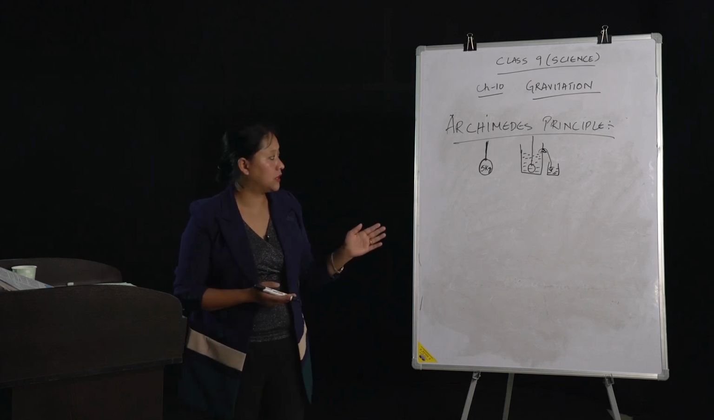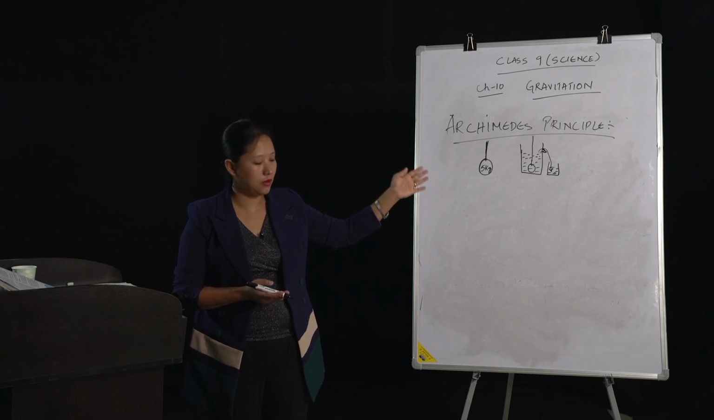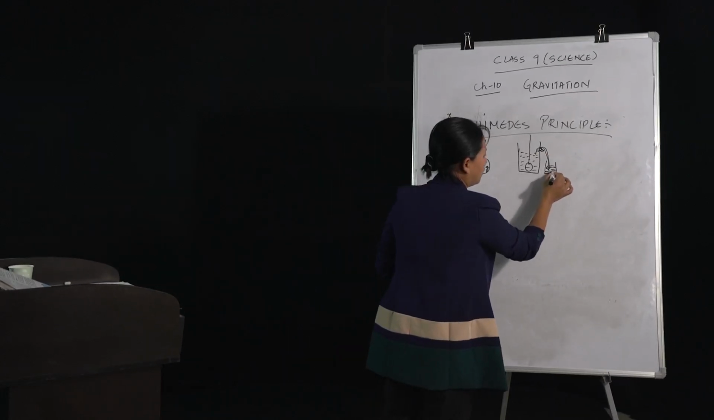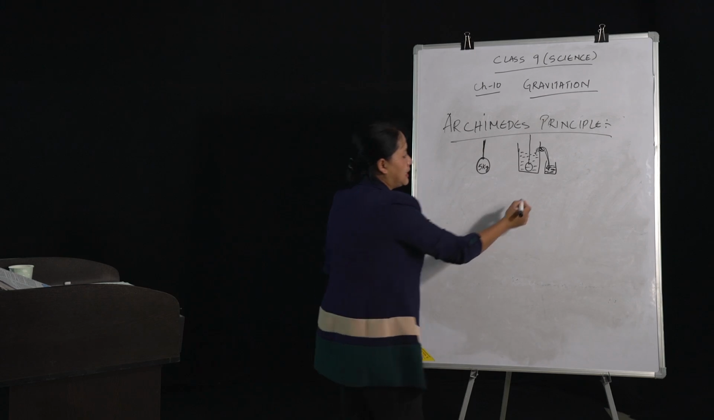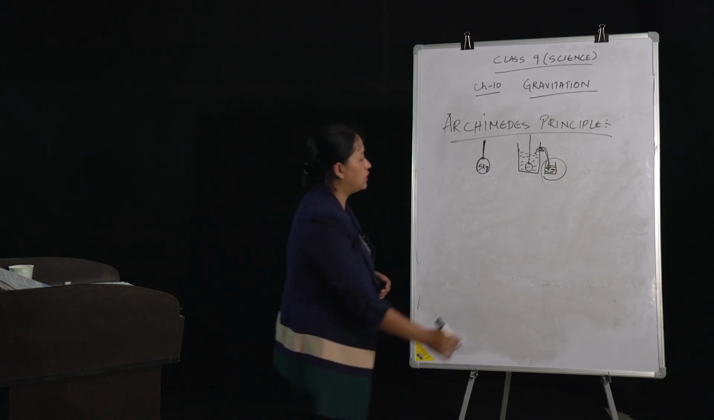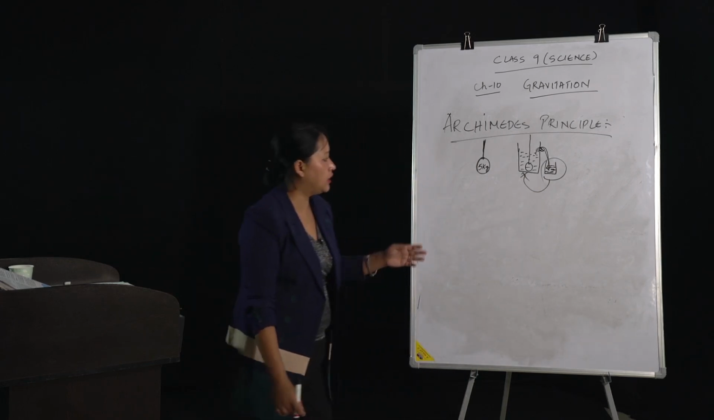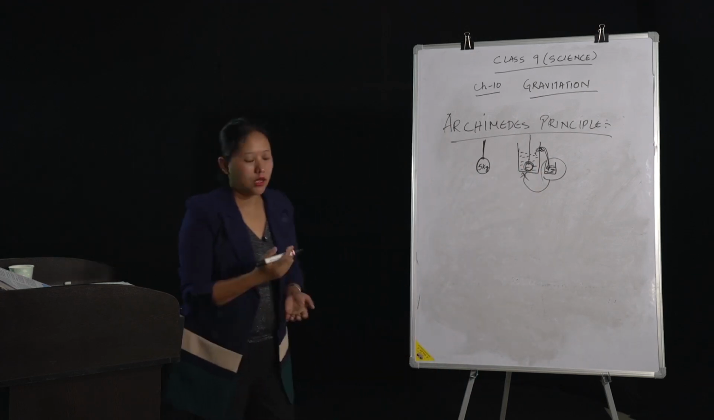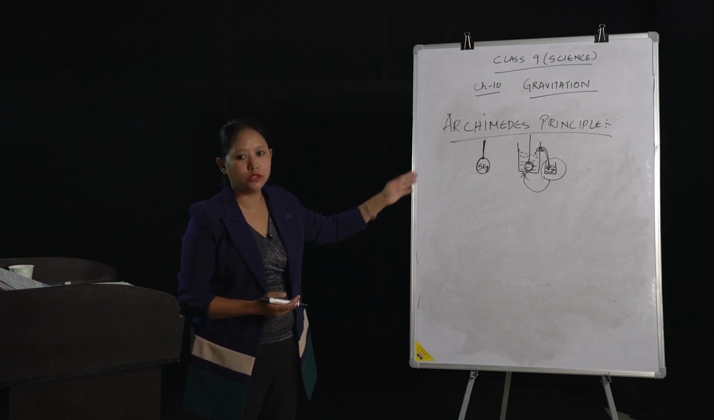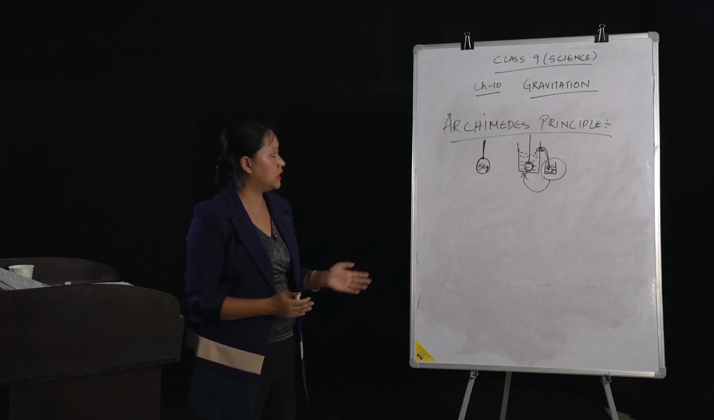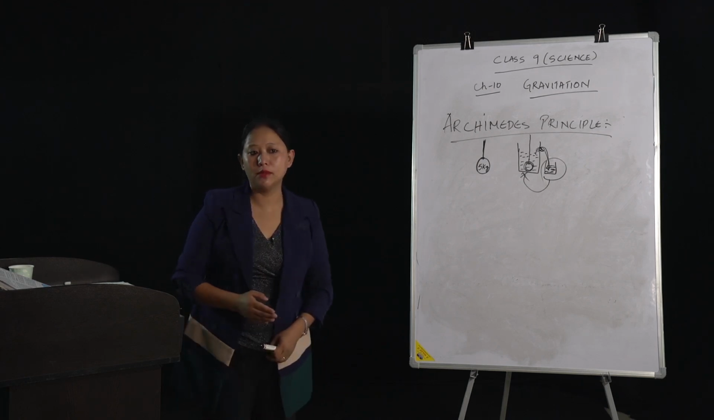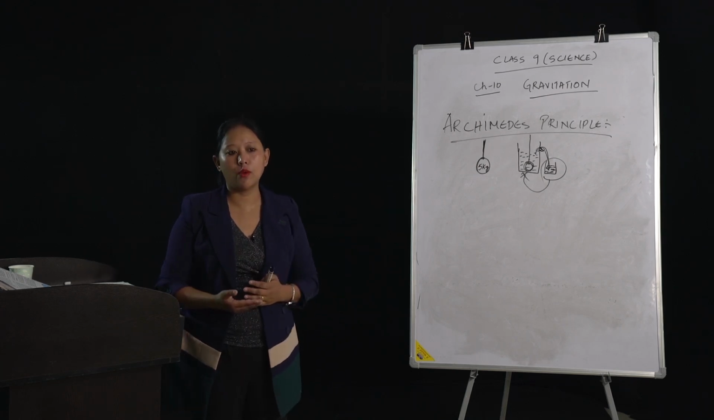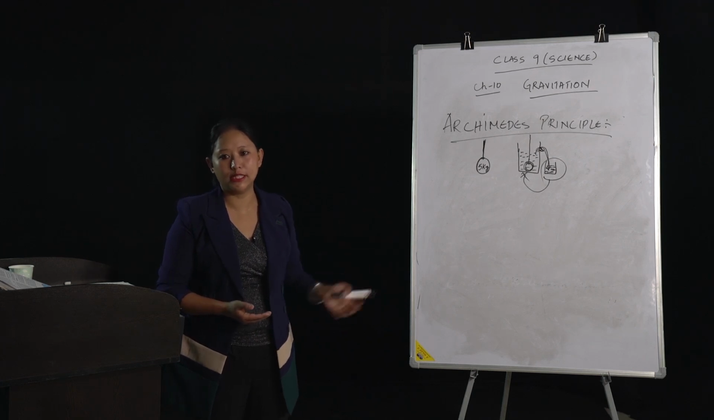So according to Archimedes principle, when an object is immersed partially or fully in a fluid, some fluid will get displaced. The water that is displaced over here will be equal to the magnitude of the buoyant force, that is the upward force. So this is all about Archimedes principle: when an object is immersed fully or partially into a fluid, it experiences an upward force that is equal to the weight of the water that is displaced.